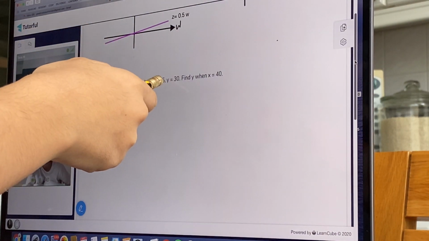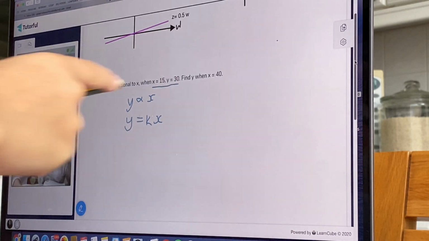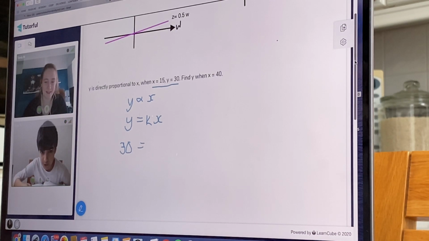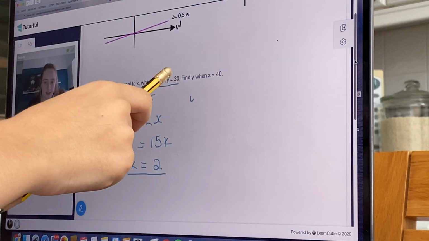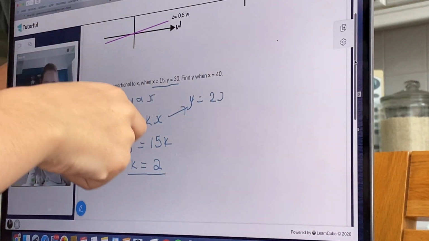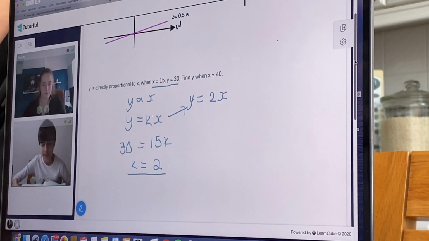So the next line that we write, do you remember? We replace the proportional sign with a k. Then we substitute these in. Do you know what k is? 30 equals k times 15, so k equals 2 when I rearrange that. And if I sub that back in, y equals 2 times x. You see k will equal 2 because 15 multiplied by 2 gives 30.